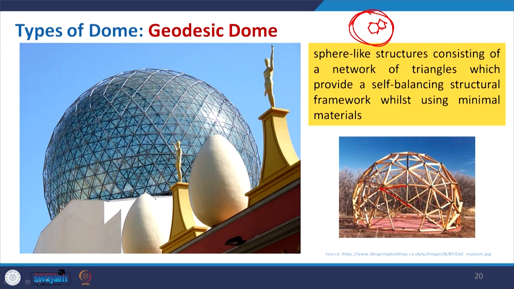This is also very popular nowadays, and many steel structure geodesic domes are being created. A sphere-like structure consisting of a network of different triangles provides a safe balance between the structures. This is very useful. How the joints are made is very crucial, and how the anchor is placed to form this. The application of this kind of dome is quite modern, and there are many examples that we can come across. This is one of them.